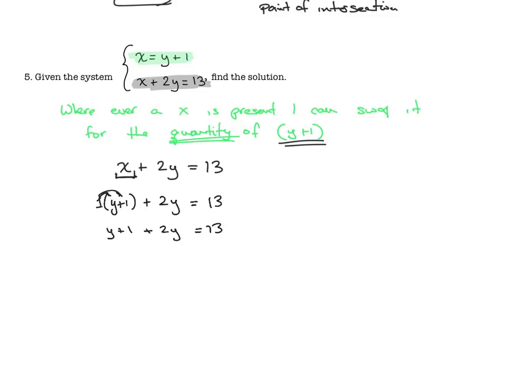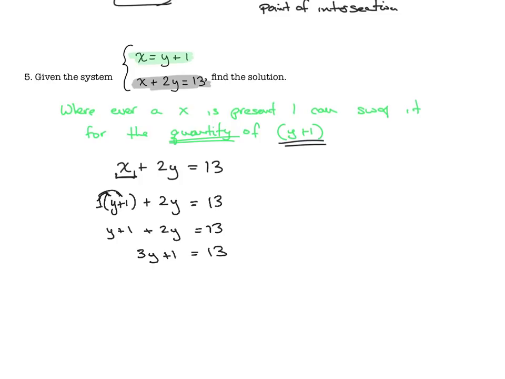It's not like I get to magically drop those parentheses because they're there. I am distributing a 1. So that's an important piece, okay? So then we move on from here, and now I can combine like terms, and I get 3y plus 1 equals 13. And now from here, I'm basically at the point where I can solve my two-step equation.